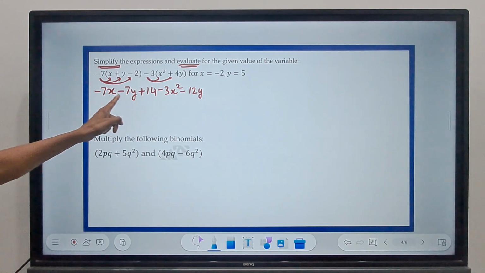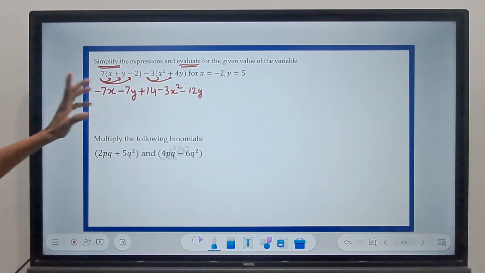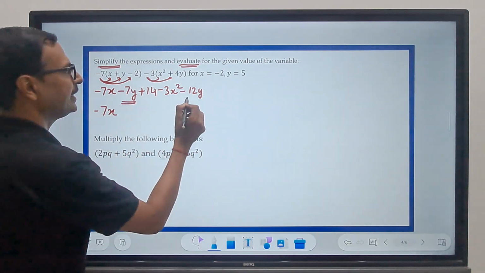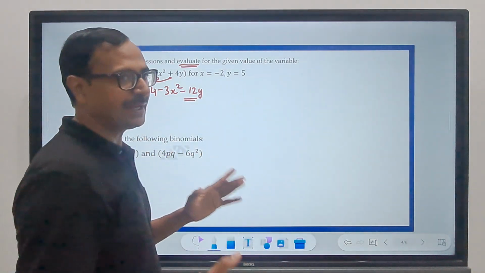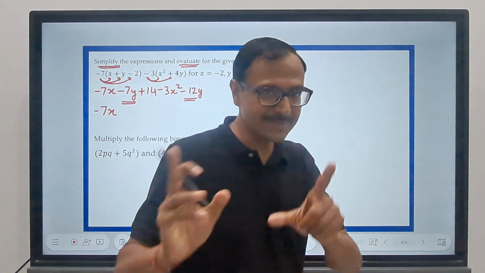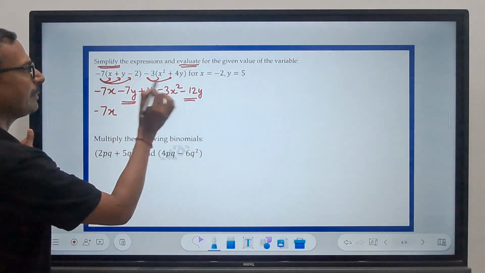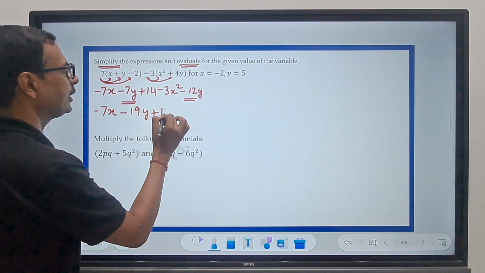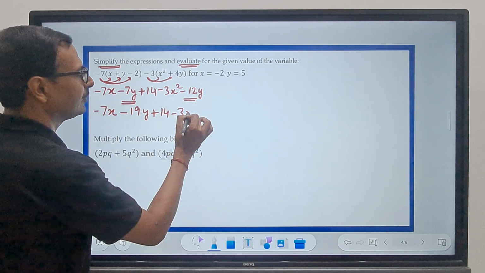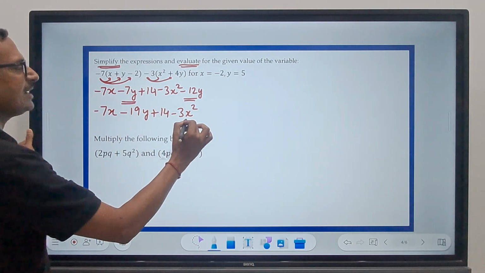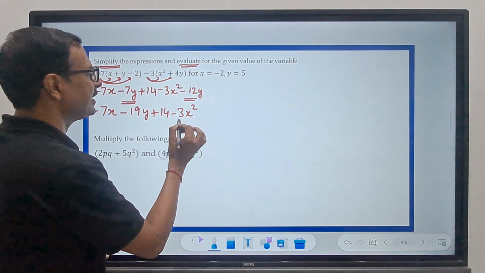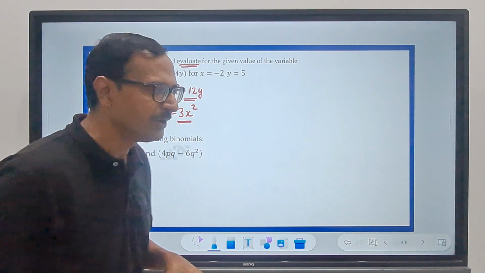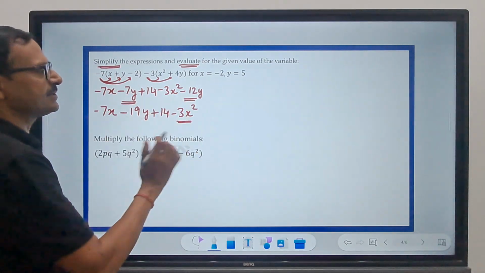Right? So can you see any like terms here? Yes, I do. Minus 7x, this term and this term, they are like terms. Minus 7y and minus 12y, right? Same variable. So this becomes minus 19y. And then plus 14 is the lone term and this is also the lone term. Now this is simplification. You can obviously shuffle it, like minus 3x square can be written first because it is the highest degree term. Normally we do that. Okay. But this is the simplified answer.